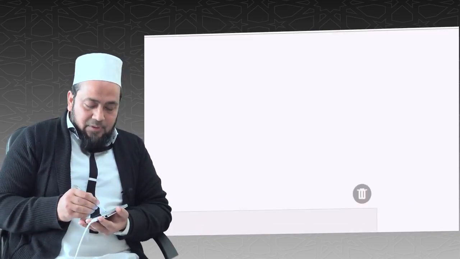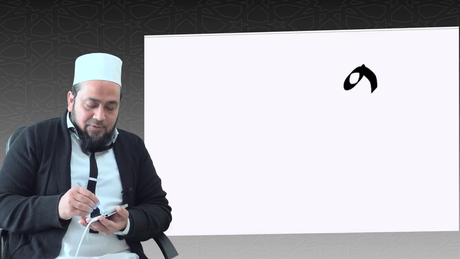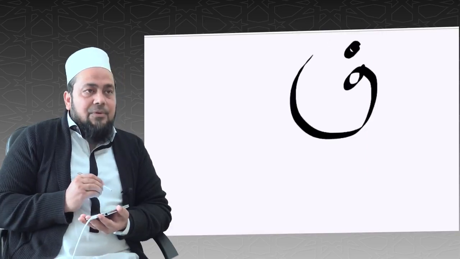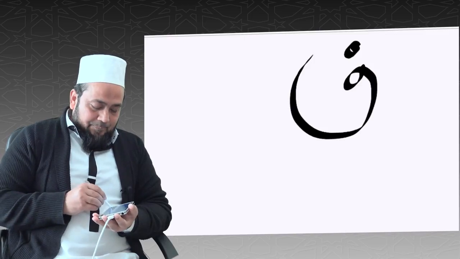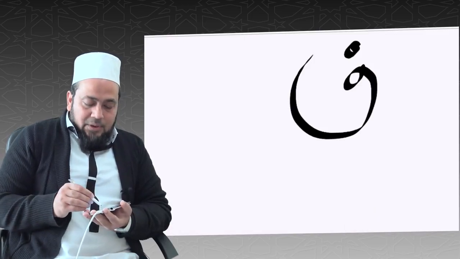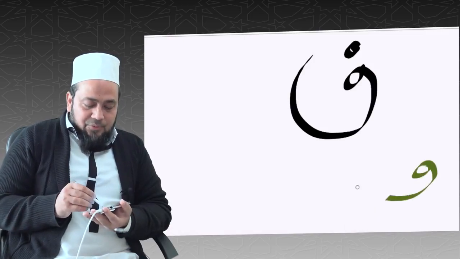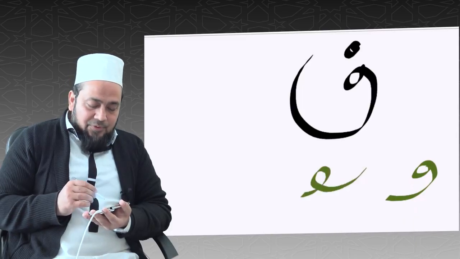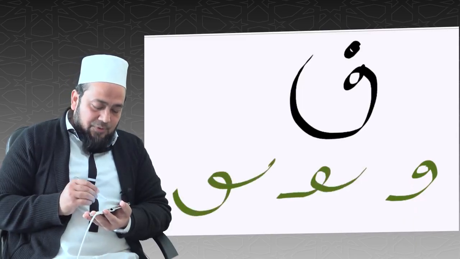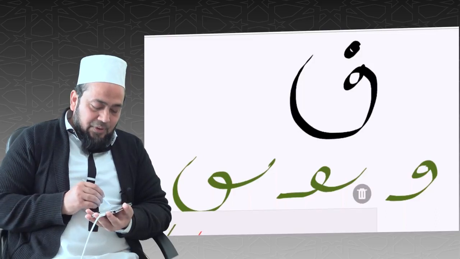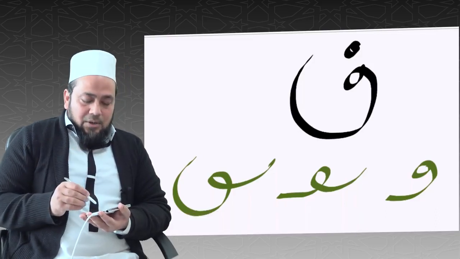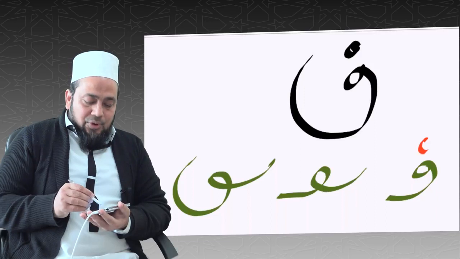Let's move on to the next letter, Fa. This is the standalone of the letter Fa. Beginning of the word shape is this one, middle of the word shape is this one, and end of the word shape is this one. The letter Fa has one dot on the top.